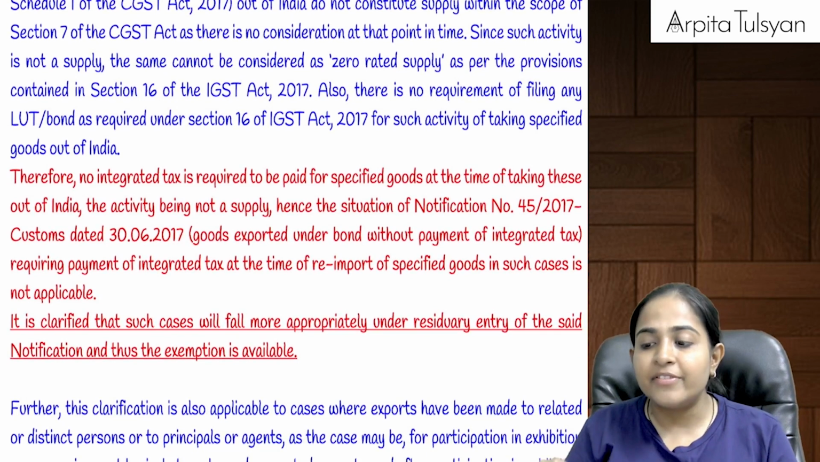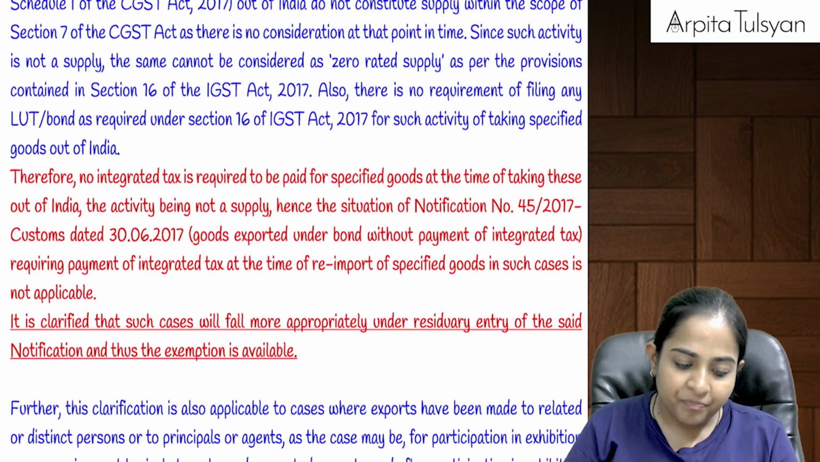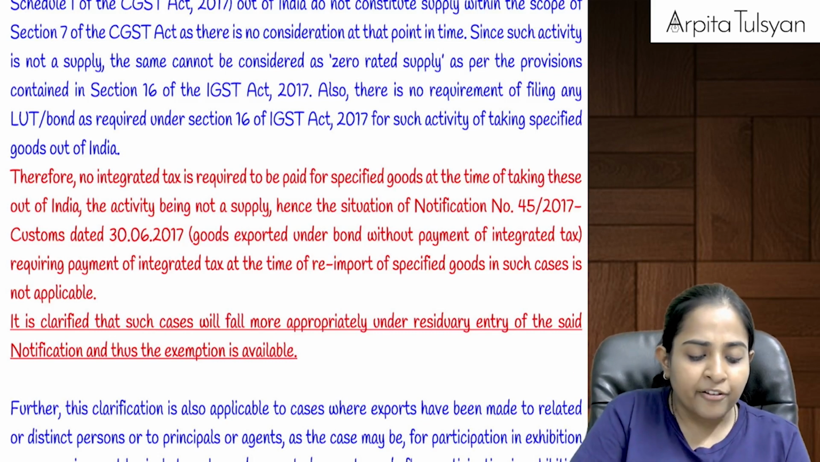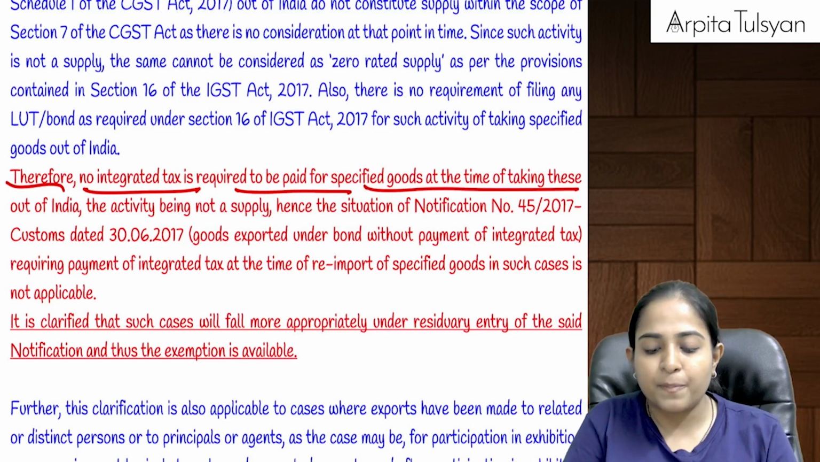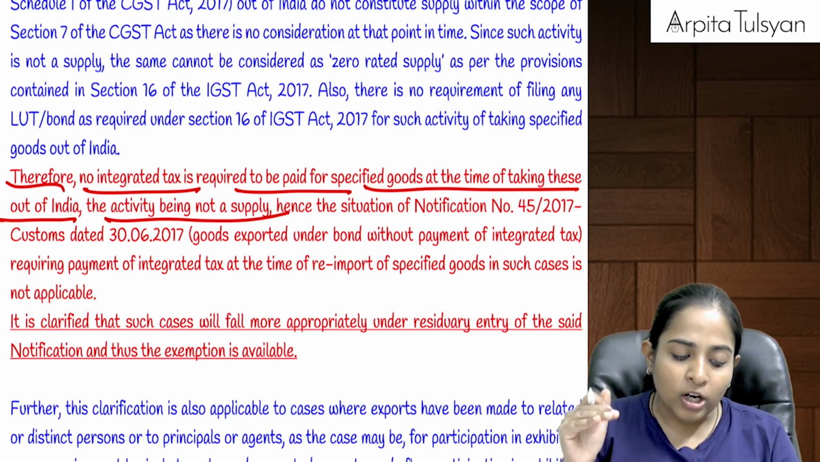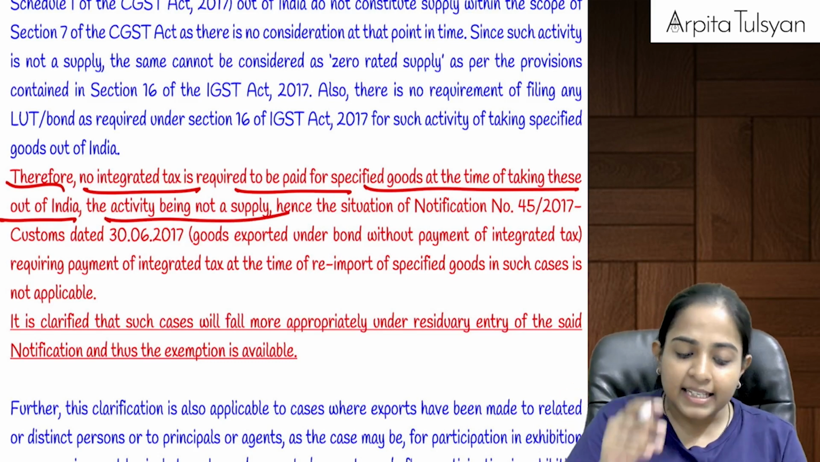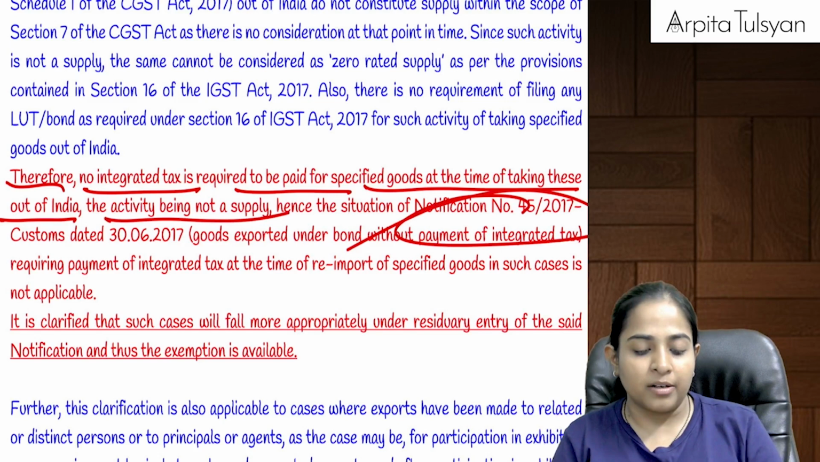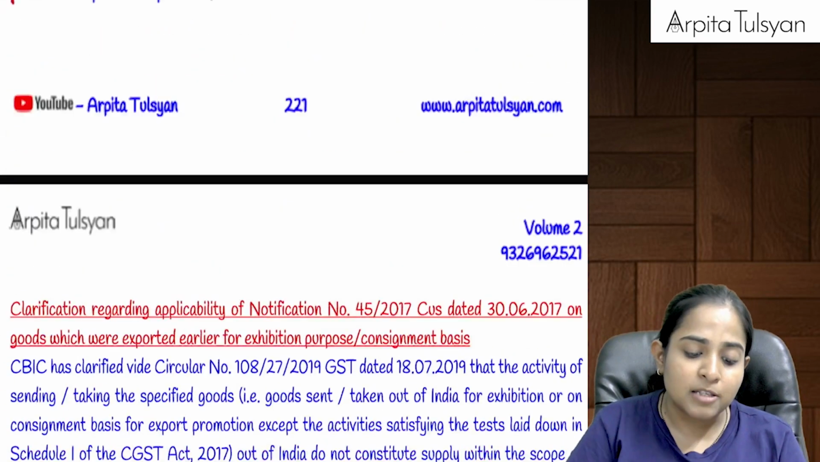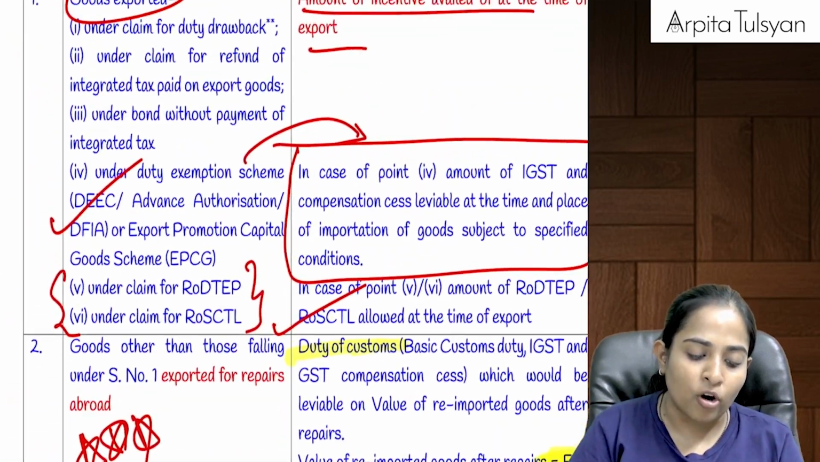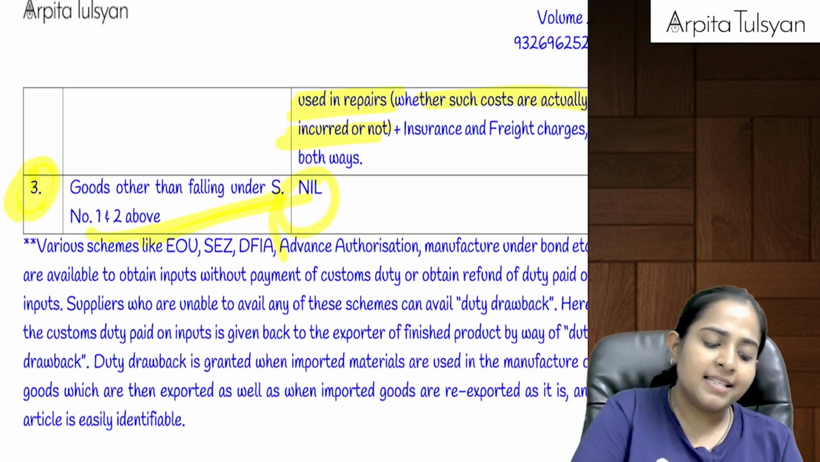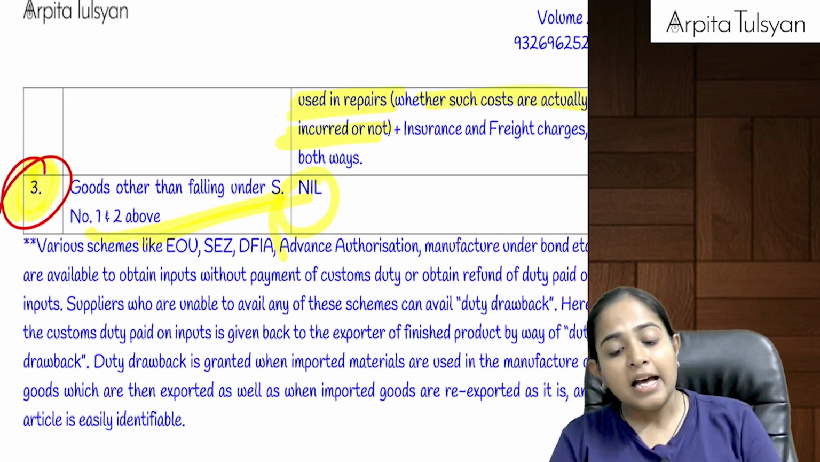But can we say physically the goods are going outside India? Yes, physically the goods are going outside India. So, see what are they telling? Therefore, no IGST is required to be paid for specified goods at the time of taking these goods outside India, because the activity is not a supply. Since it is not a supply, the situation of notification number 45/2017, that is exporting without LUT or bond or exporting under LUT or bond, is not at all applicable. Hence, this will come under the third point, that is the residual point.